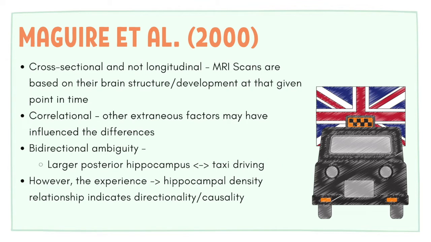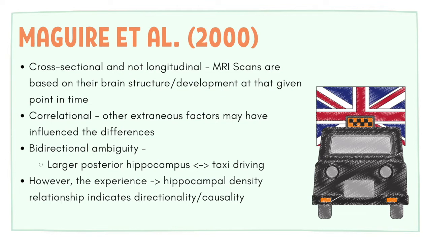As for the evaluation, one of the major drawbacks of Maguire's research is that it is cross-sectional and not longitudinal. The MRI scans are indicative of the brain structure of the participants at that given point in time. For this reason, the relationship between the taxi driving and the difference in hippocampus is only correlational. It is possible that the redistribution may have occurred in response to other stimuli and other experiences that the taxi drivers have had.